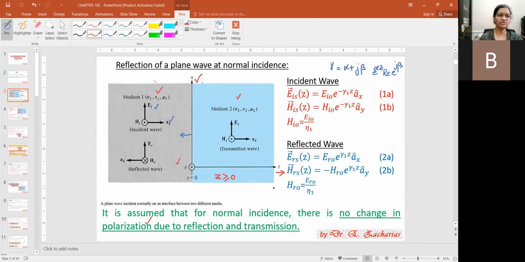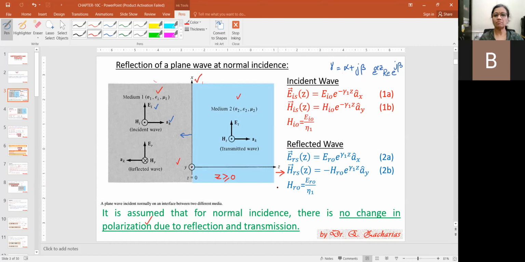So the assumption is that there is no change in the polarization. What is polarization? Polarization is the direction of the electric field. The electric field in this case is polarized along the x-axis. So it continues to be polarized along the x-axis, even for the transmitted wave and for the reflected.